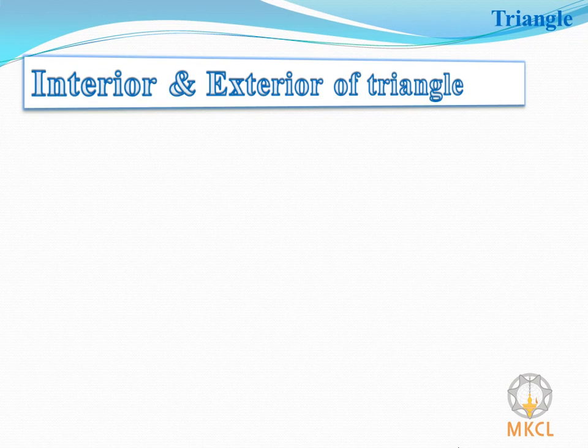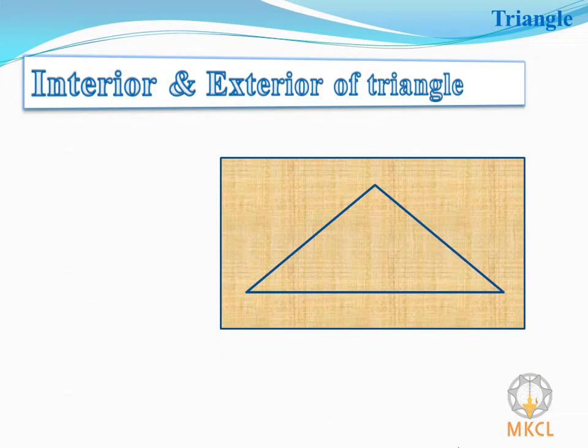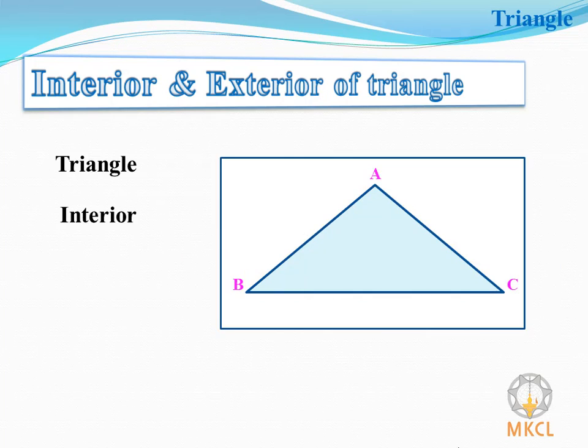Next concept is interior and exterior of a triangle. This is a plane. These three lines form a triangle, triangle ABC. This faint blue region is known as interior of a triangle ABC, and this outside region forms the exterior.